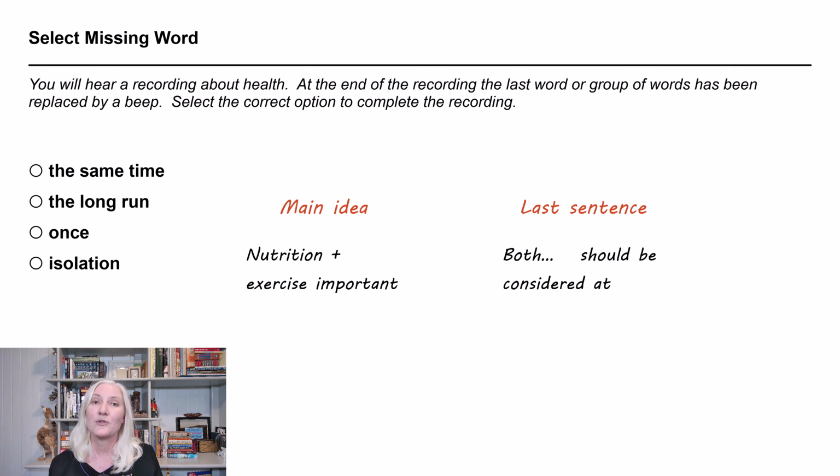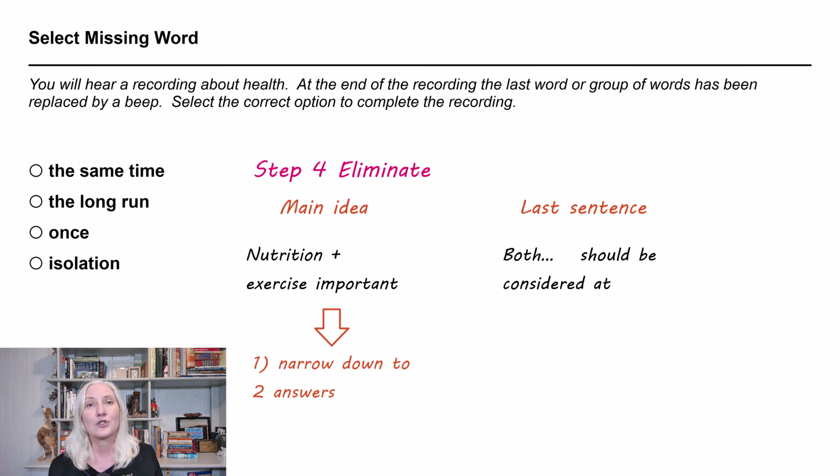So now we move on to step 4, eliminate. Look at the answer choices and choose one that matches both the main idea and the last sentence. Most of the time you can narrow the choices down to answer choices that match the main idea. Then you might find the one correct answer choice by checking what vocabulary, grammar, or collocation match the last sentence.